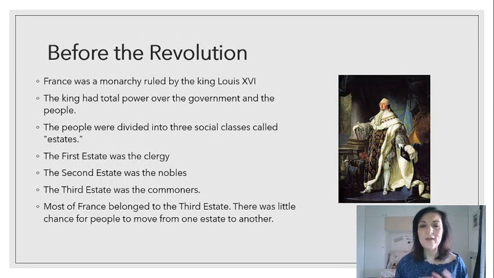But what had happened in France before the revolution? Which were the problems which led to the French Revolution? First of all, France was a monarchy. The king was Louis the 16th, Luigi XVI. He was a kind of absolute monarch, you know.